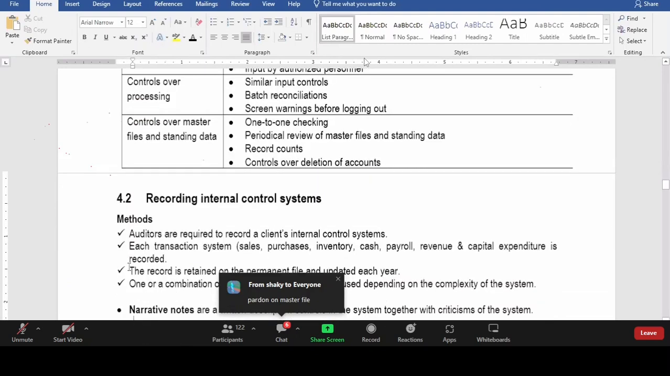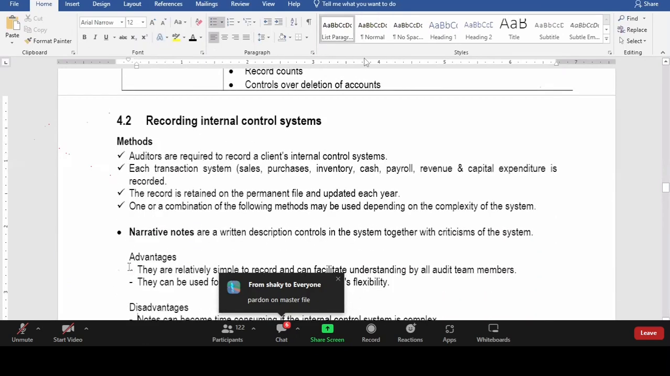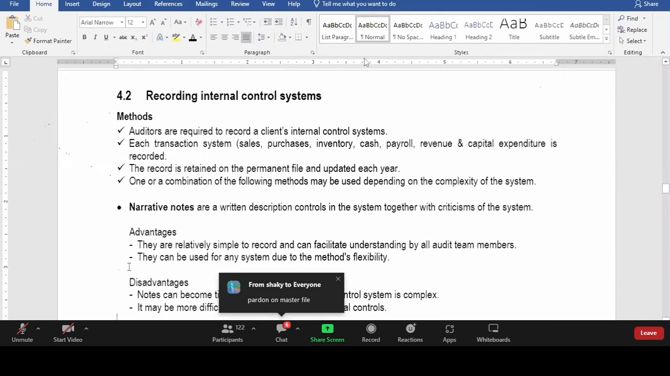Recording internal control. We have to record internal control. Auditors are supposed to record internal control. And what do we record? We record the internal control following transaction cycles, like we record sales.